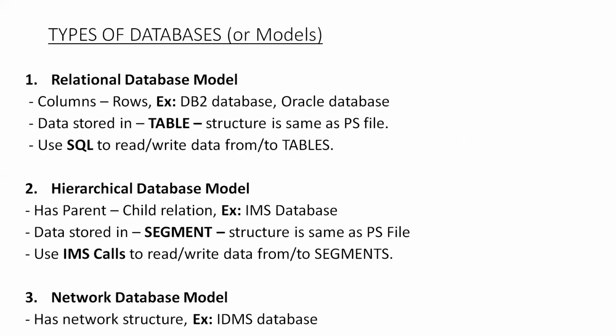Here you can see, we have three major types of databases on mainframe. Some companies will use the IMS database, which was a legacy database. Due to that complexity, they introduced DB2. So now every company has DB2. Some companies, along with DB2, also have the IMS database.